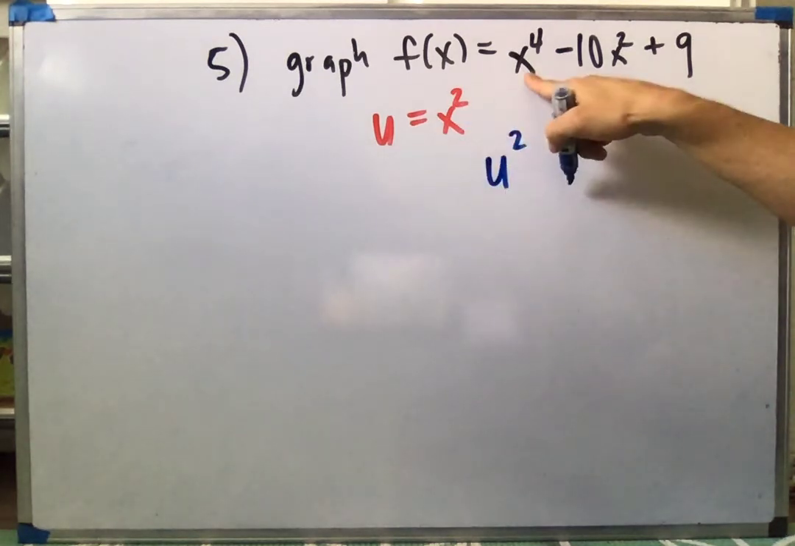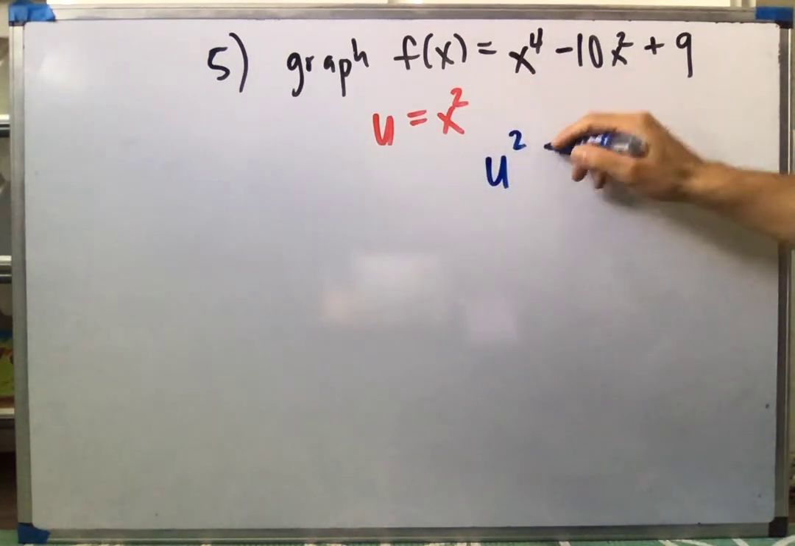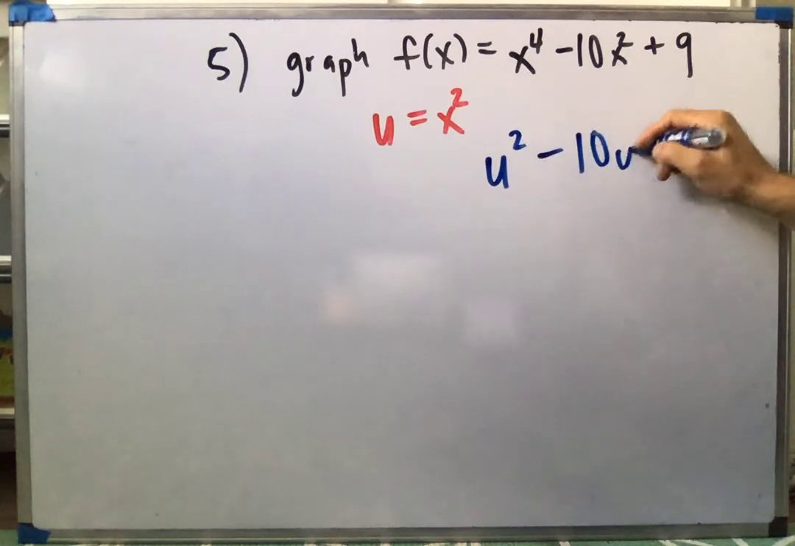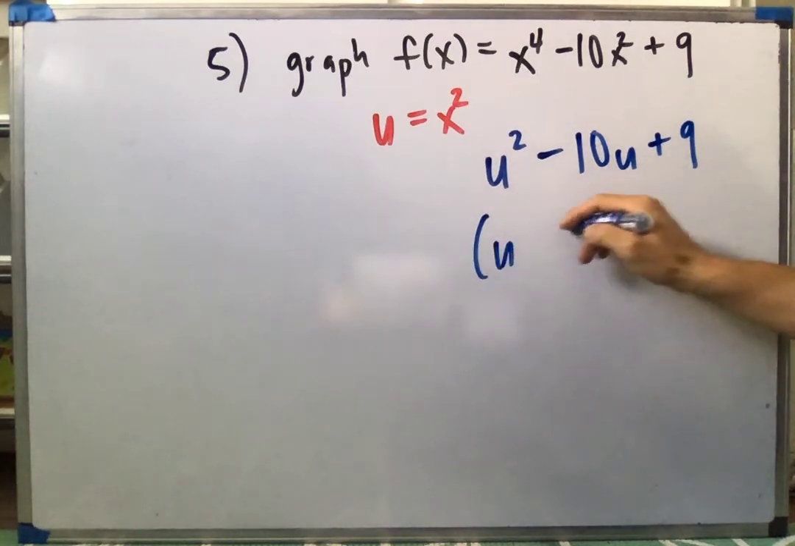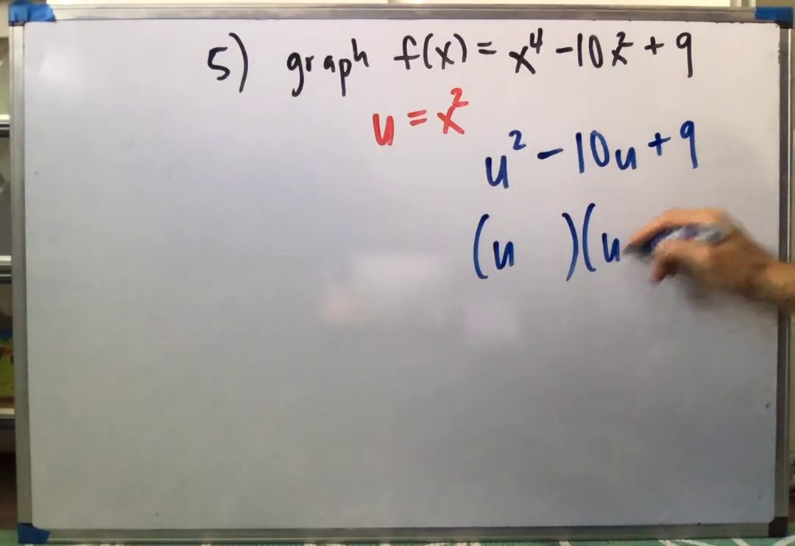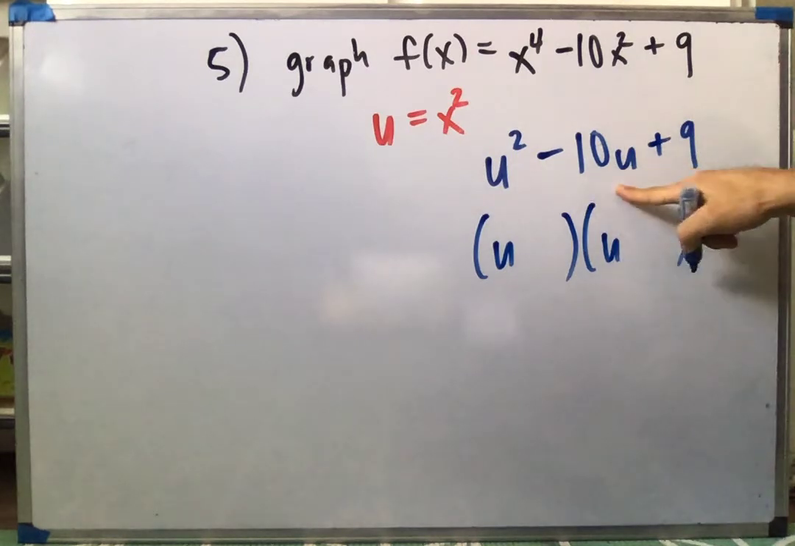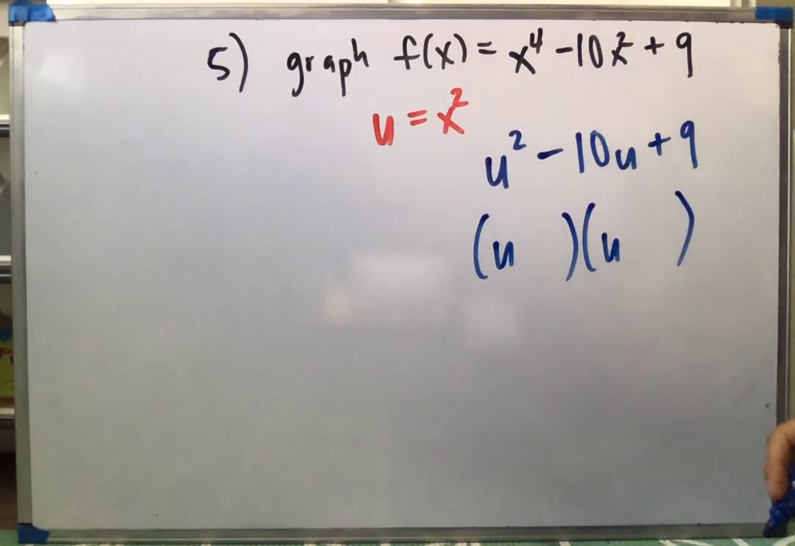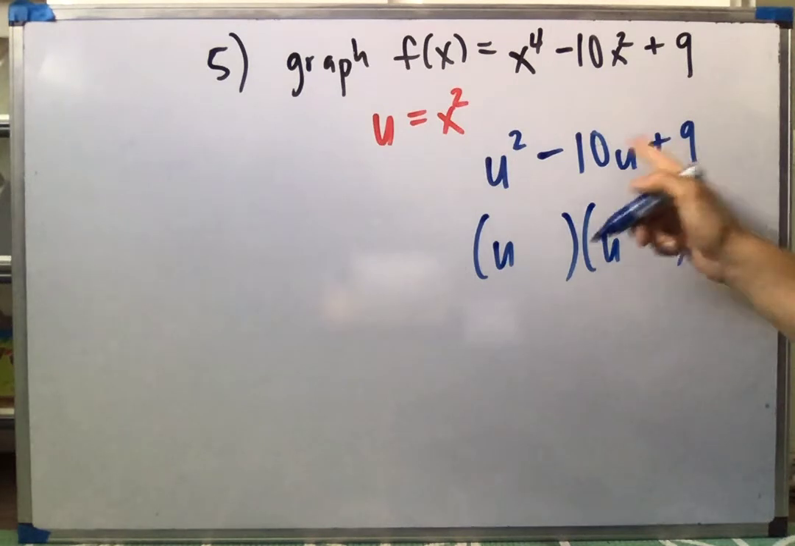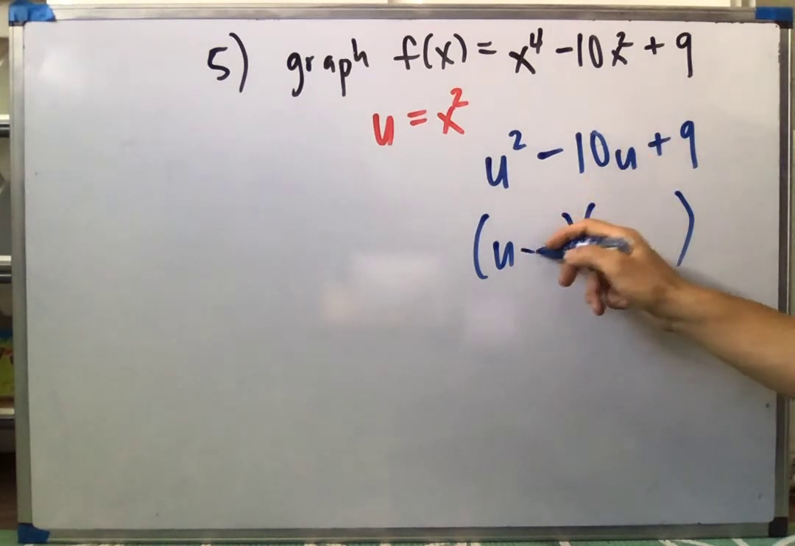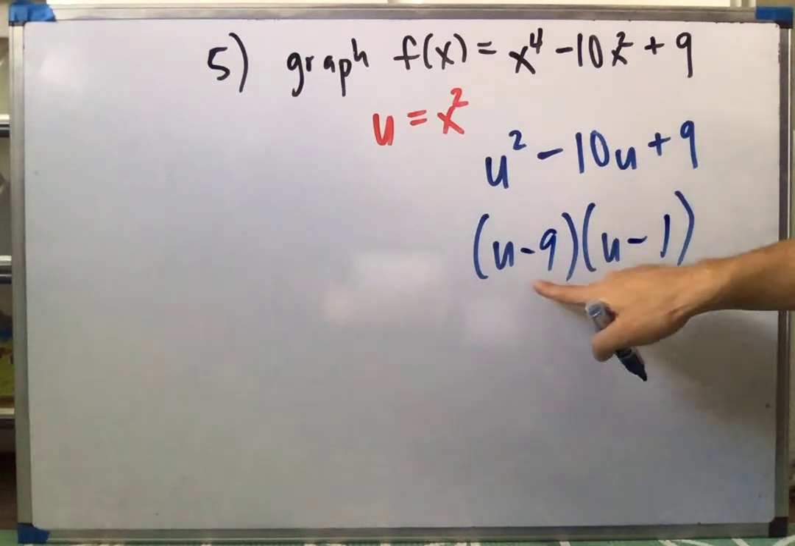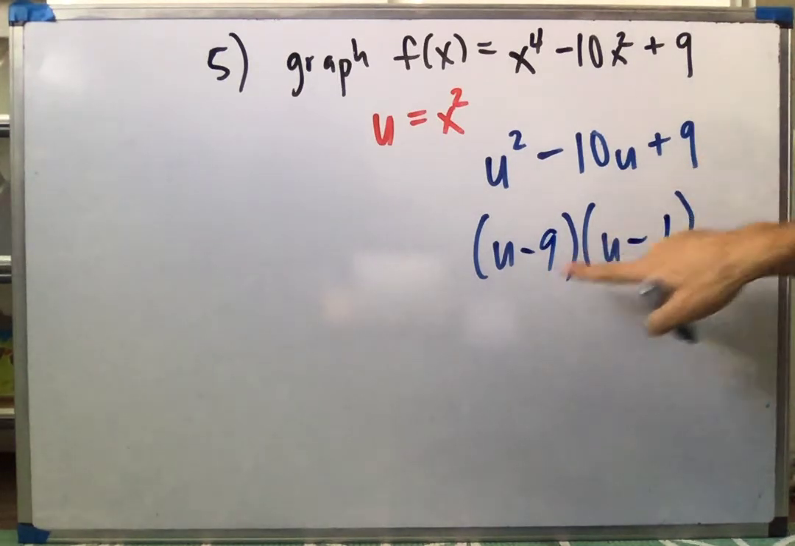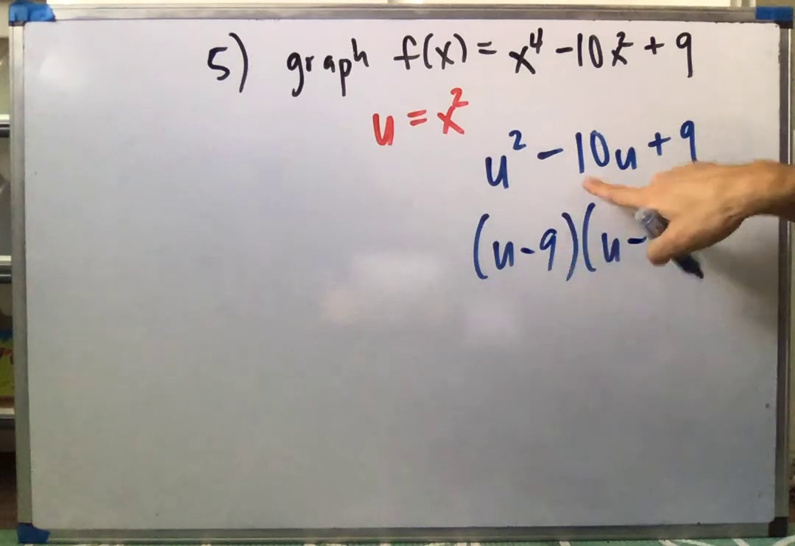U squared is x to the fourth, right? X squared squared is x to the fourth, minus 10u plus 9. Then this looks like something I can factor easily. I'm going to have u minus something and u minus something, because there's a minus in the middle and a positive at the end, right? So I want two things that are going to multiply to 9 and add to 10. That's going to be negative 9 and negative 1. Yeah? Negative 9 times negative 1 is positive 9. Negative 9u plus negative 1u is negative 10u.